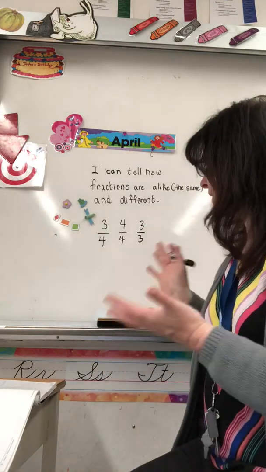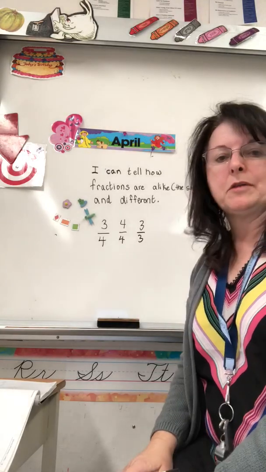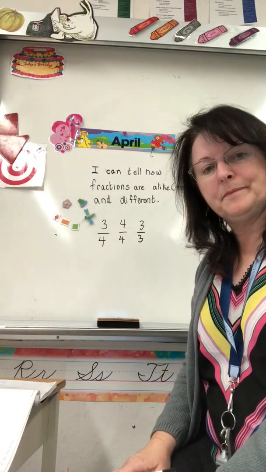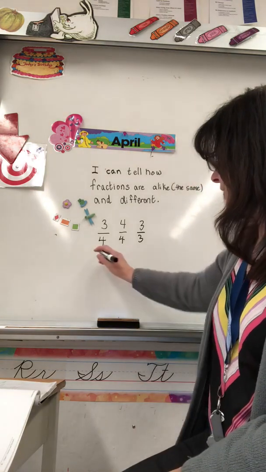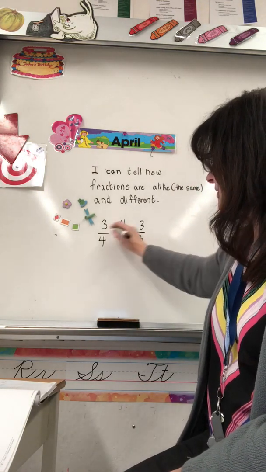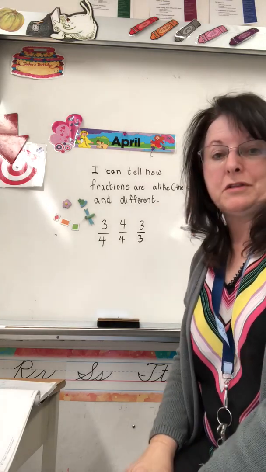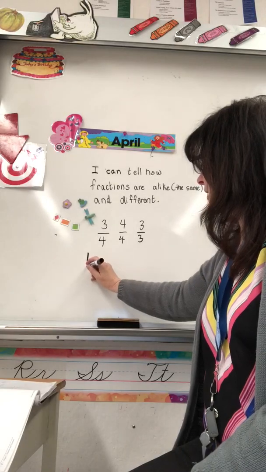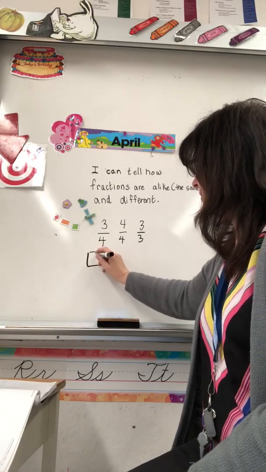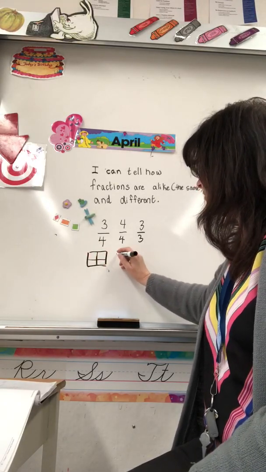So I'm just kind of curious, when you look at these, if you can tell me which ones are the same. We have different denominators and we have different numerators, but there are two that are the same. So if you were to draw these, you can draw them in your math duotang just to figure this out.